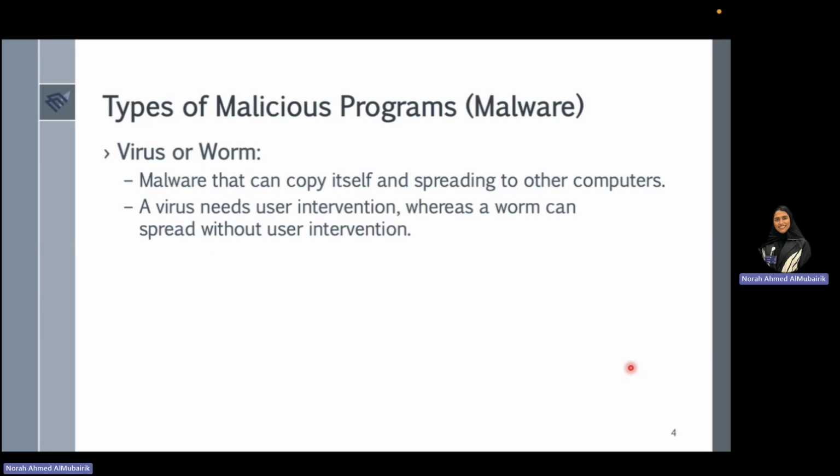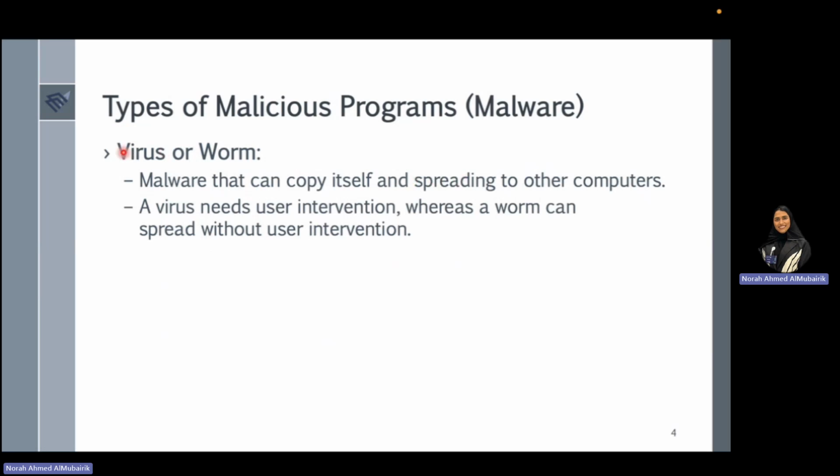One common malware is actually virus or worm. Virus and worm, both of them have one shared functionality. Virus and worm can replicate themselves, can spread themselves, can copy itself and spread to other computers. So this is the functionality of virus and worm. So how can we differentiate between virus and worm, if they have the same functionality?